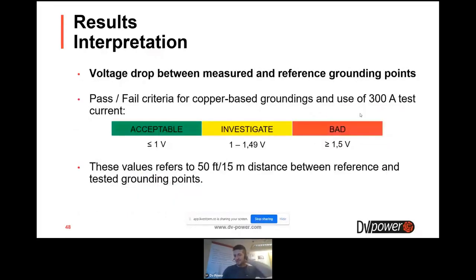Regarding voltage drop, it depends on the type of material of the ground conductors. If you're speaking about copper based groundings, on a 50 feet or 15 meter distance between the reference and test grounding points, with 300 amperes we expect a voltage drop of less than 1 volt. If it is higher than 1.5 volts then it's considered bad, and if it is less than 1.5 but higher than 1 volt, it means it is acceptable, but it needs to be investigated within maybe a shorter maintenance period. So if you do this test every 5 or 10 years, and you have suspicious results, you will need to repeat the measurement within 1 or 2 years.